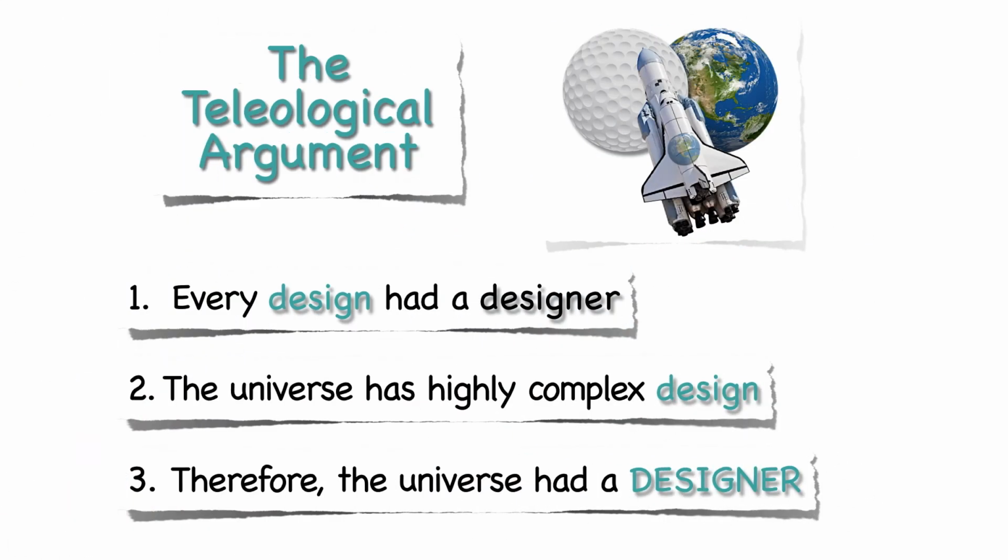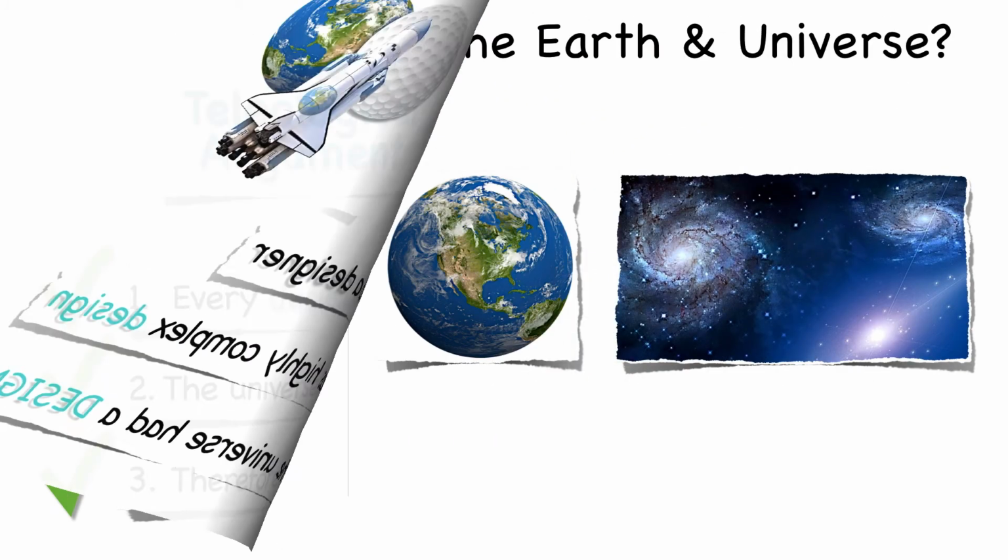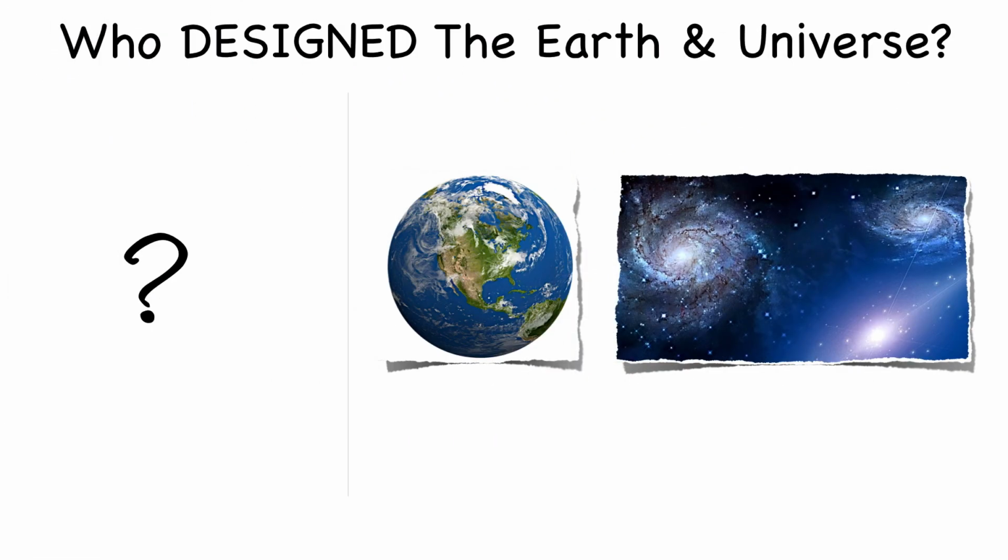Well, let's go back to our original slide with the formal teleological argument and look at that again. Number 1, every design had a designer. Well, we know that number 1 is true from our own observations. Something designed like the golf ball requires a designer, so we'll check that one off. We can also check off number 2, the universe has highly complex design, based on the anthropic constants we just learned about. Therefore, number 3, the universe had a designer, is the correct conclusion that naturally follows the first 2 premises. So who or what is this designer?